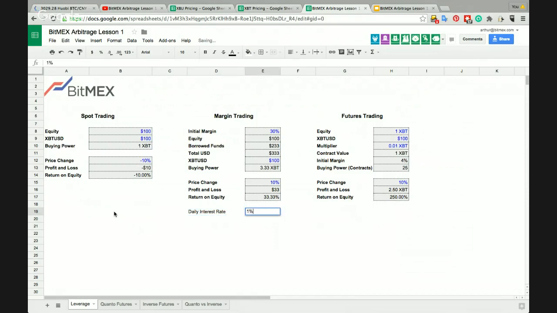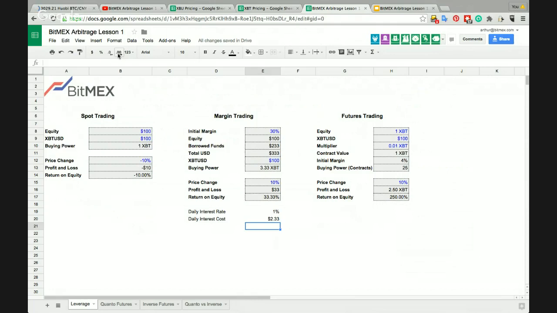Let's say that we paid 1%. So if we look at our daily interest costs, we're paying $2.33 every day in interest.